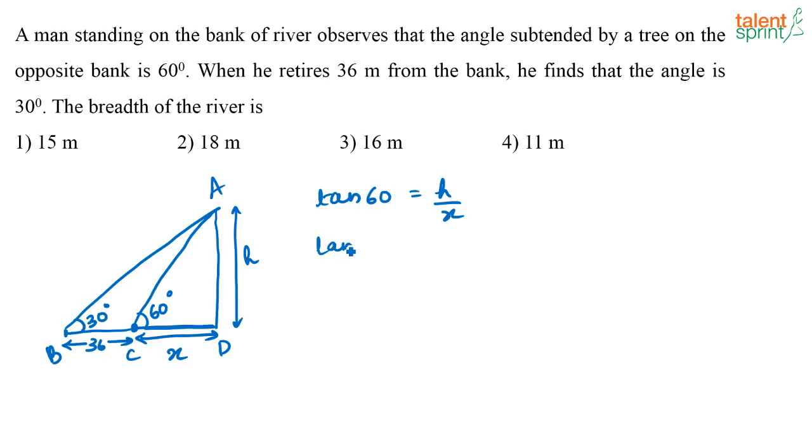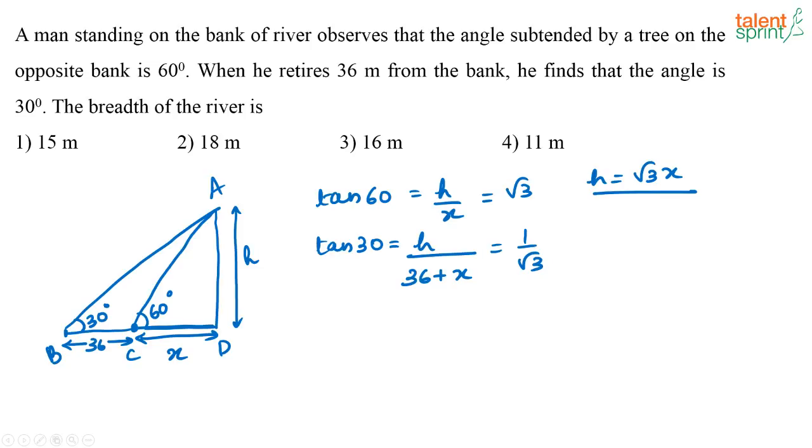I have tan 30, that is equal to h divided by 36 plus x. Here, what is tan 60? Tan 60 is nothing but root 3, or I can say h is equal to root 3 x. Now here, what is tan 30? 1 by root 3. Now I know h is equal to root 3 x from the previous step.